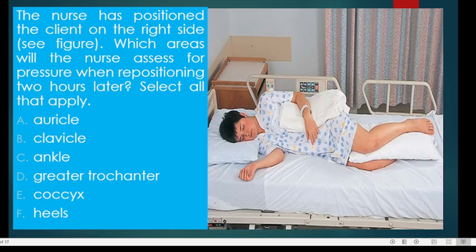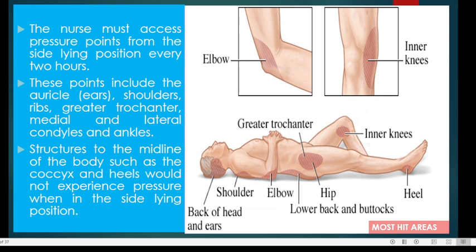The nurse has positioned the client on the right side. You can see in my diagram here. Which areas would the nurse assess for pressure when repositioning 2 hours later? Auricle? Yes. Clavicle? Not really. The ankle? Yes. Greater trochanter? The heels? Great.